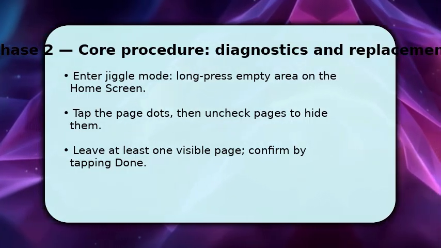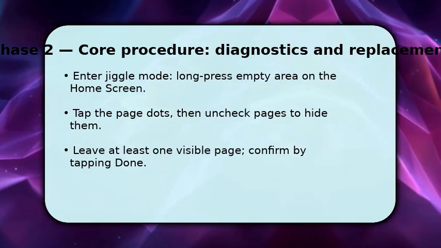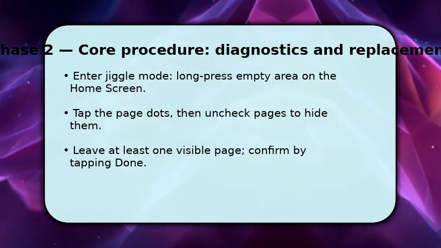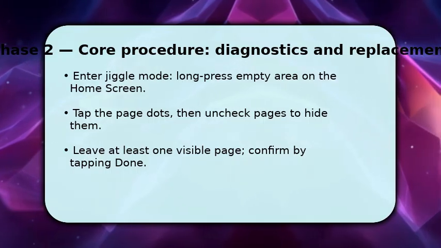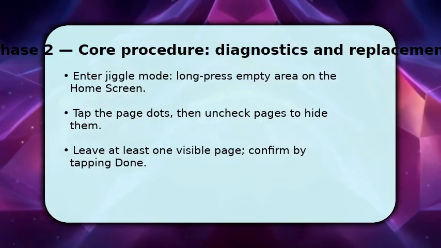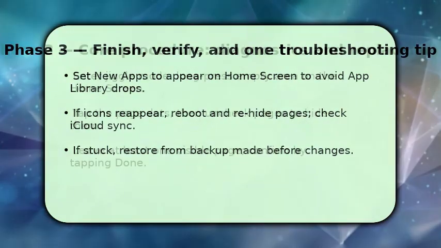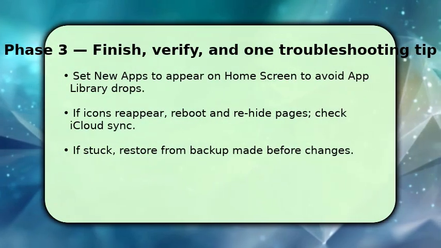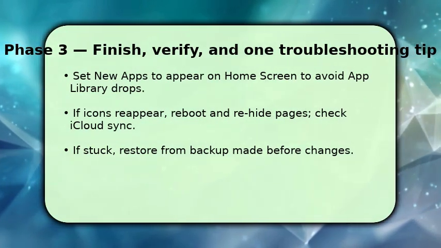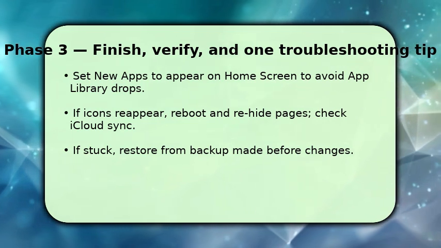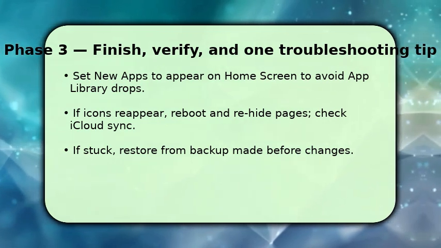Tap Done to save. Doing this redirects you to rely on Spotlight search or folders rather than the app library for organization, which effectively reduces it. Finish by verifying settings. Home screen has new apps set to add to home screen. This prevents recent installs from only appearing in the app library. Once done, test by installing a small app.